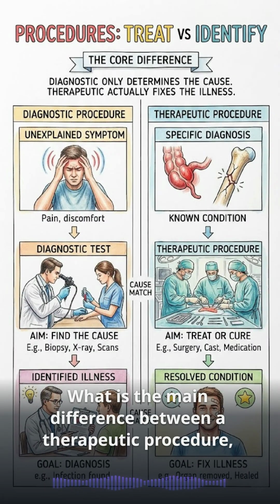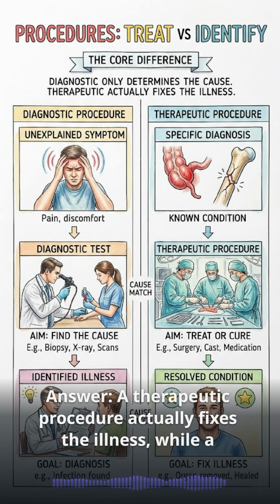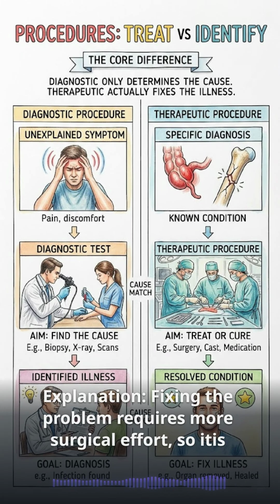43. What is the main difference between a therapeutic procedure and a simple diagnostic procedure? A therapeutic procedure actually fixes the illness, while a diagnostic one only identifies it. Fixing the problem requires more surgical effort, so it is ranked higher in sequencing.